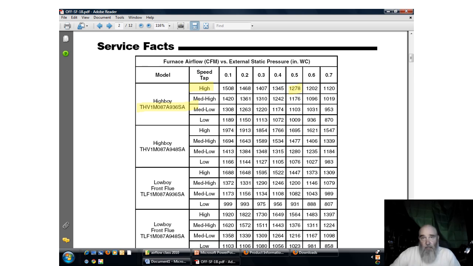It is as simple as looking at the external static pressure, which is across the top, and checking the blower speed compared to that external static pressure. So if we have this furnace right here that's got a 3-ton drive in it at a half inch of external static pressure, we would be moving approximately 1278 CFM. That's it. This whole test should take you maybe 5 minutes max.